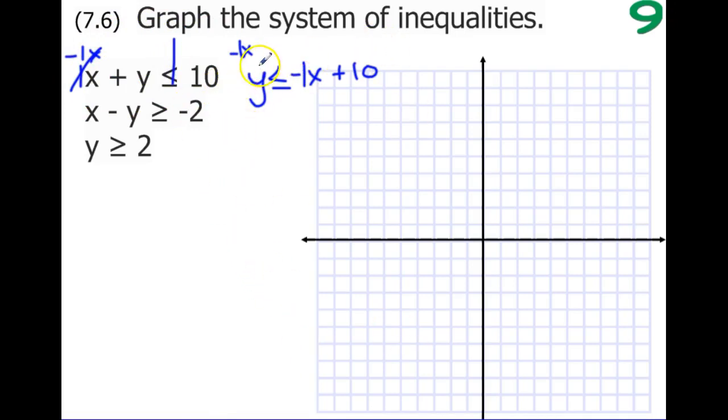So if I graph this, I'm going to maybe graph as I go here. This one begins on my y-axis at 10, which is right at the top. And my slope is down 1 and 1 to the right. Down 1 and 1 to the right. So down and right.